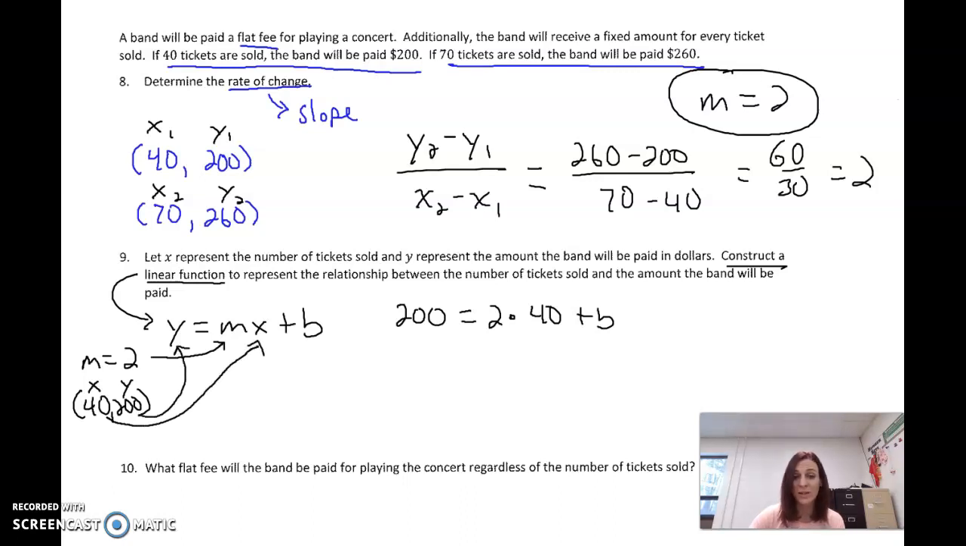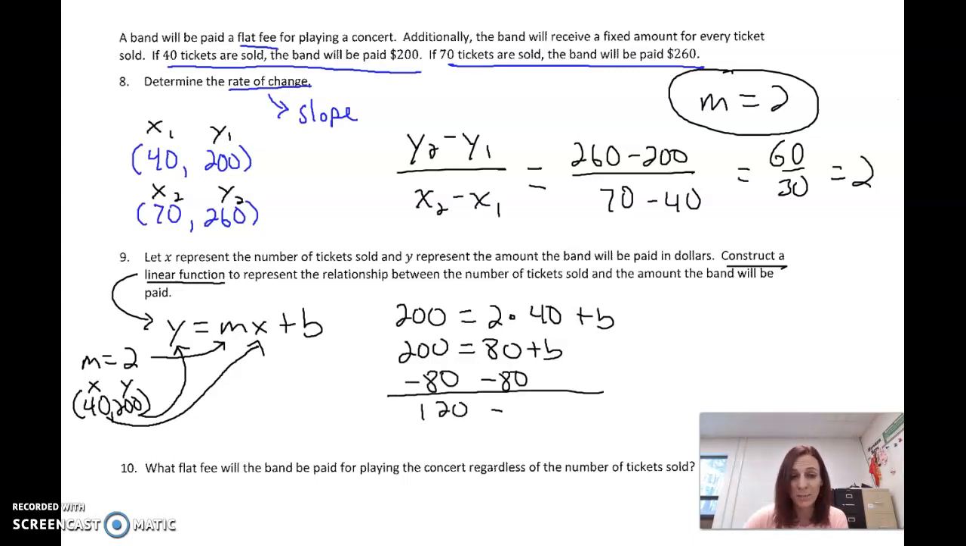Okay, and you could have used the other point, doesn't matter. So this is 200 equals 2 times 40, which is 80 plus B. And since we're solving for B, I'm going to subtract 80 from each side, and I'm going to get 120. B equals 120. So now if I have my M and my B, I can write my equation. Y equals 2 times X, M times X, plus B, 120.